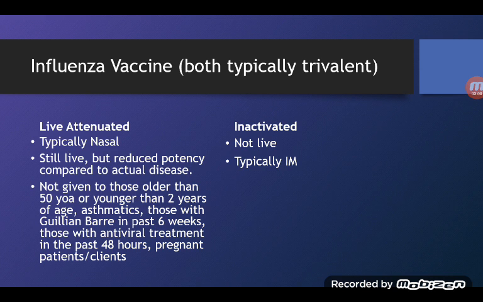Asthmatics, and those with Guillain-Barré in the past 6 weeks, 6 months, and if they've ever had it, you should really talk to the doctor. Those with antiviral treatment in the past 48 hours, pregnant patients, clients, these people shouldn't get it. And it's up to the doctor. Usually a person who is immunosuppressed will also not get a live attenuated virus. This would be a big no-no.